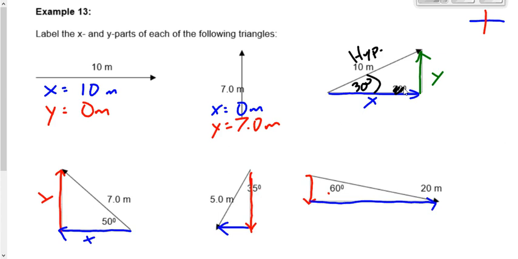Which side of the triangle is x? Not the hypotenuse, right? It's not the hypotenuse because we already identified that. That's the longest one, the 10 meters. Jacob, which one is x? Yes, that's the adjacent side.